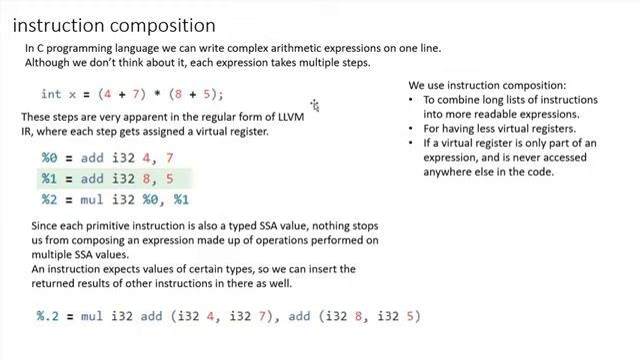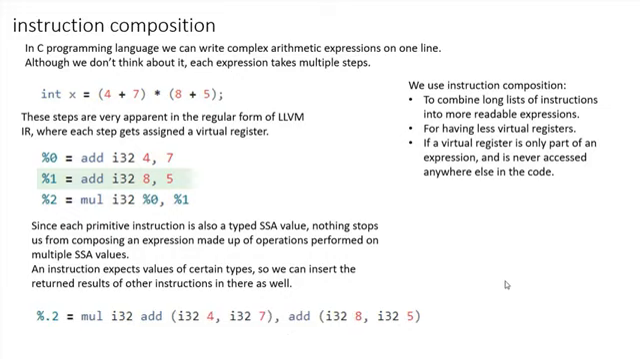So we use instruction composition to combine long lists of instructions into expressions, which may be potentially more readable and take up less lines of code. If we have long lists of instructions and each instruction is a single static assignment value, it is also a virtual register. So we end up with many virtual registers for storing the intermediate values. And we can have fewer virtual registers by combining temporary instructions into one big long expression.